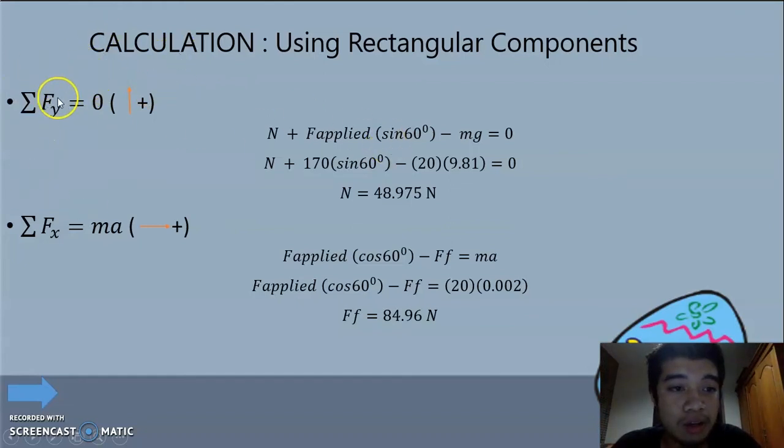Then sigma Fy is equal to 0. This is the force applied in the y-axis. Hence, we get the normal force, which is equal to 48.975 Newton. Second is sigma Fx equals ma. This is the displacement axis, so we have the a here, the acceleration that we got earlier, and you can plug it in here. Then we have Ff, the friction force. Hence, we get the friction force equal to 84.96 Newton.